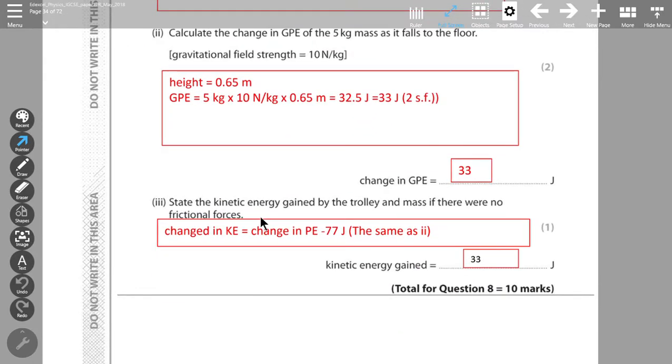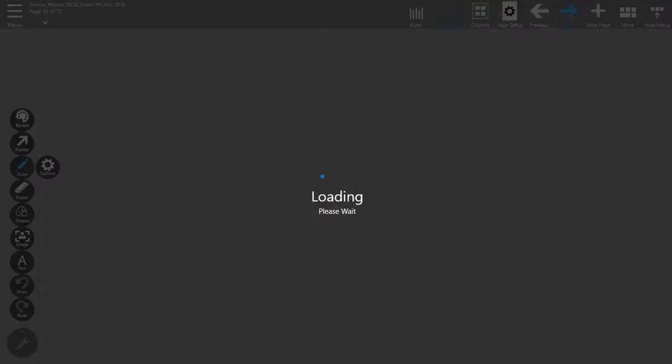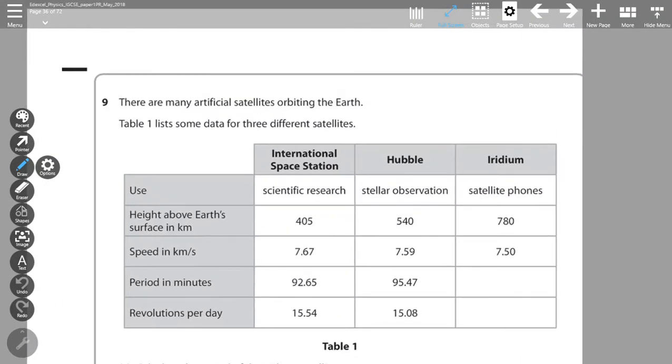State the kinetic energy gained by the trolley and mass if there were no frictional force. Change in kinetic energy equals change in potential energy according to conservation of energy if we ignore frictional forces, and it is the same, 37 joule, the same as in the previous question. Next question.